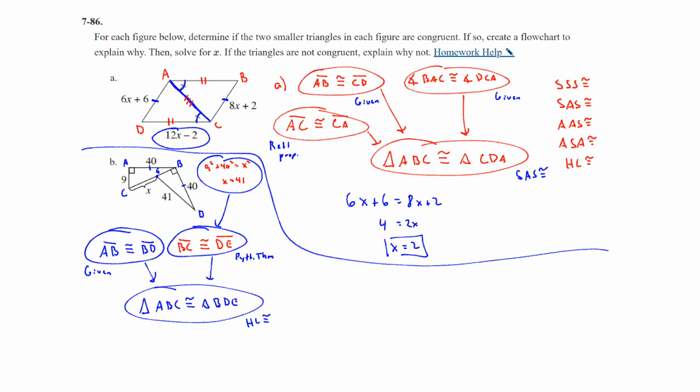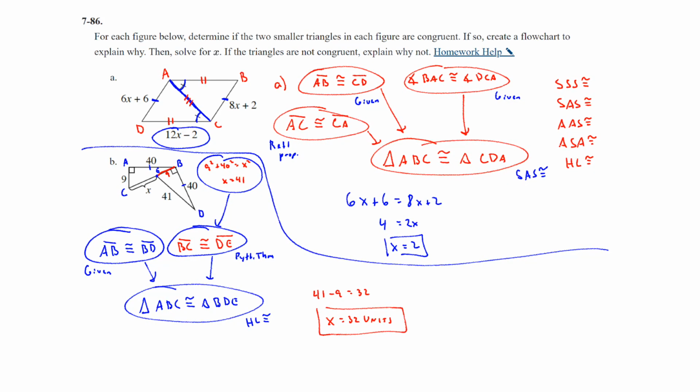So now that we know they are congruent, we can find the value of x. We know this length right here, we said earlier, was 9. And the whole length of that hypotenuse is 41. So to solve for x, we just can take 41 minus 9, and that will give us 32. So x is equal to 32 units. And so that creates the flowchart and solving for x on part B as well.